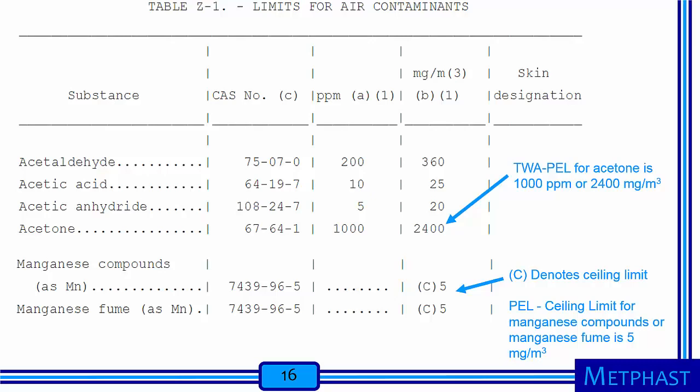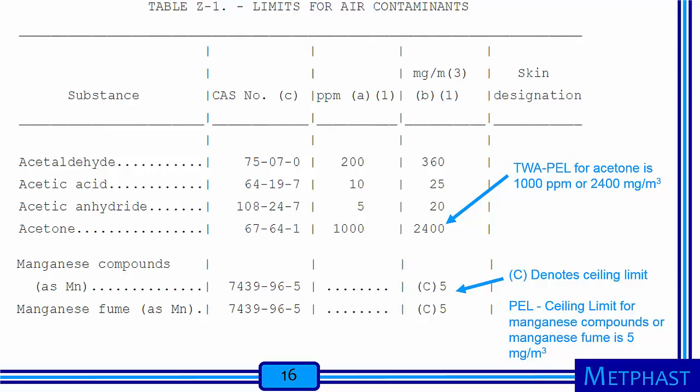Let's say I'm interested in what the regulatory permissible exposure limit is for acetone. I scroll down until I find acetone. From this table, I see that the time-weighted average PEL for acetone is 1000 ppm, or 2400 milligrams per meter cubed. There are no other markings or footnotes, so I know that there's no short-term or ceiling exposure limit, and there is no skin designation, which would mean that there's some concern for dermal exposure.